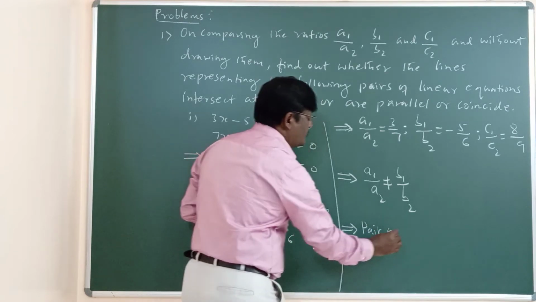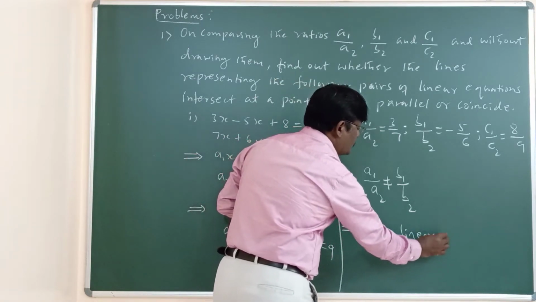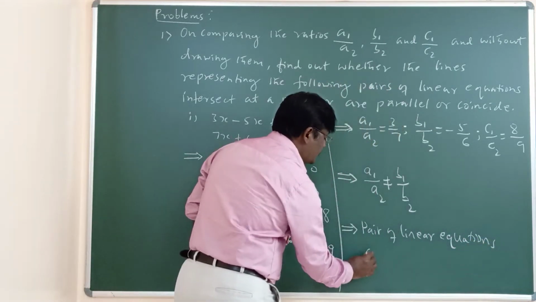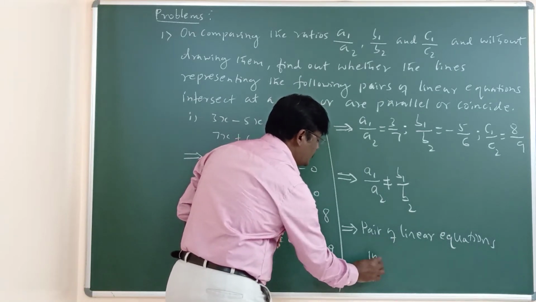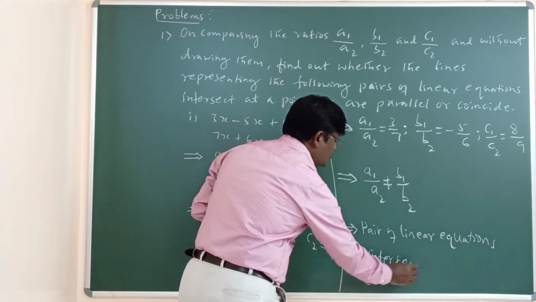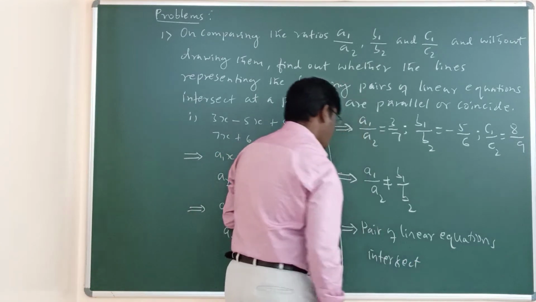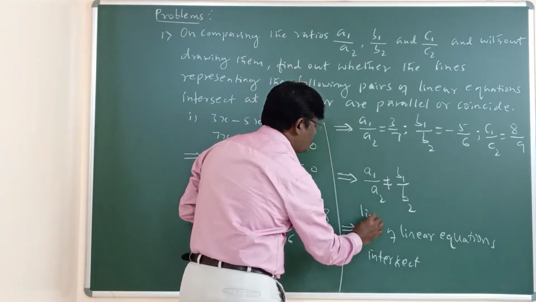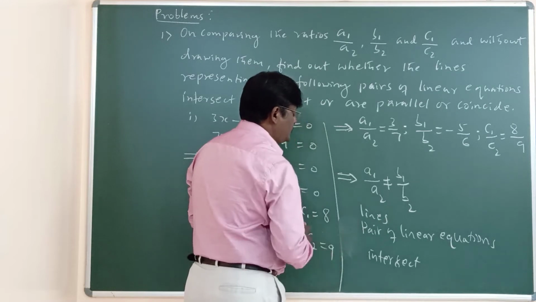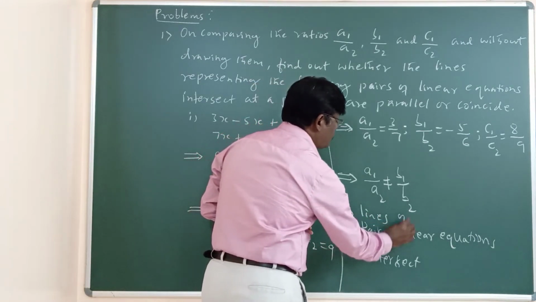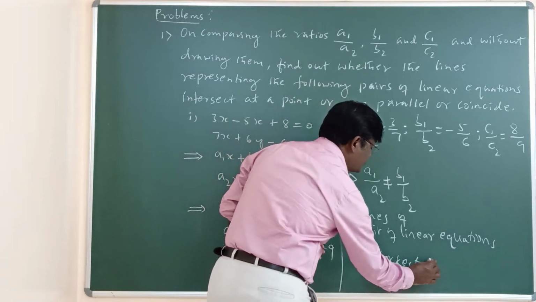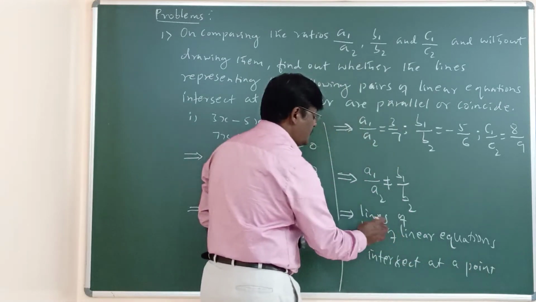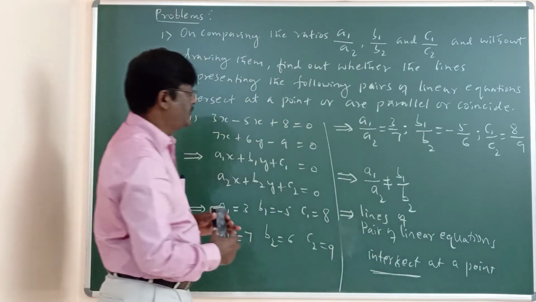Pair of linear equations intersect at a point. That means the lines of the pair of linear equations intersect at a point. So therefore the lines intersect. So this is how we can get it.